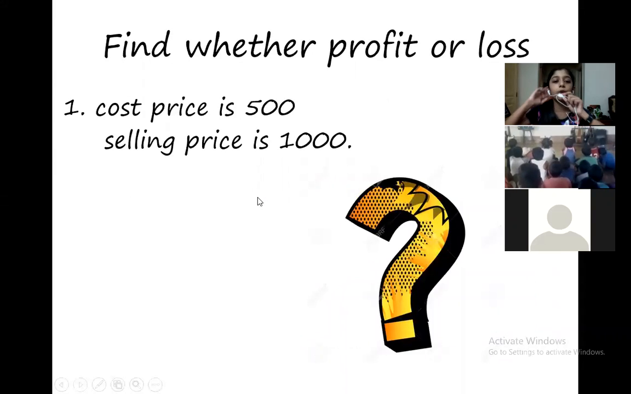Okay, so now I won't give you anything. I'll just give you directly the cost price and directly the selling price. You have to just think and say whether it is a profit or a loss. That's all. Okay.